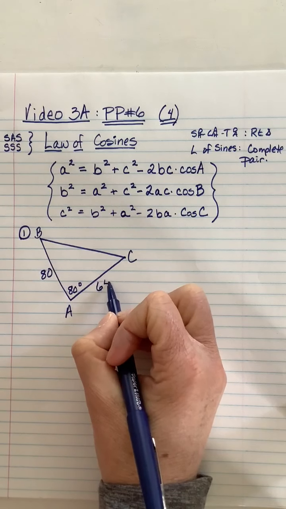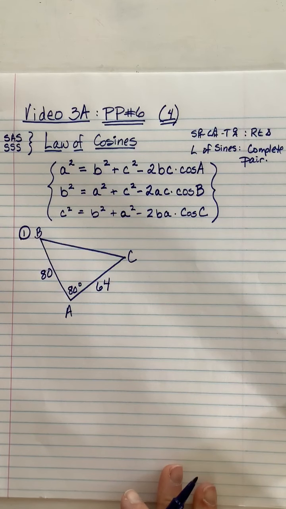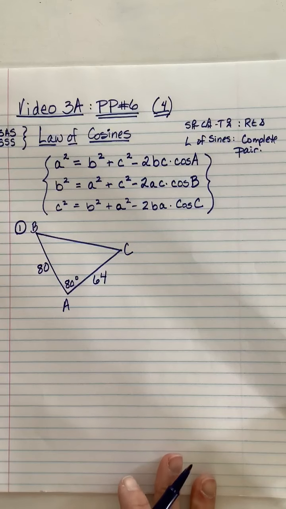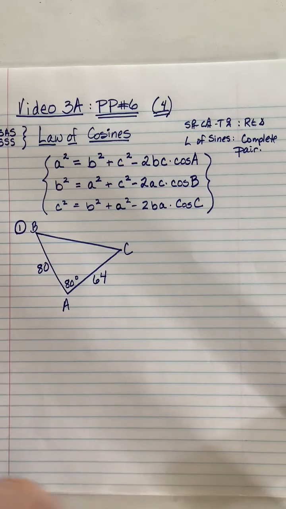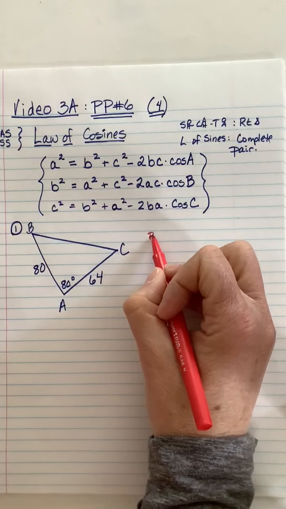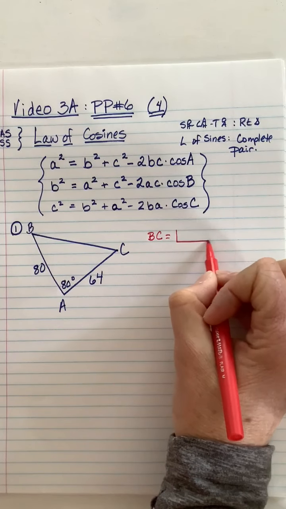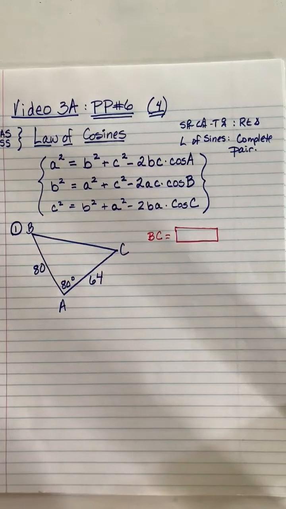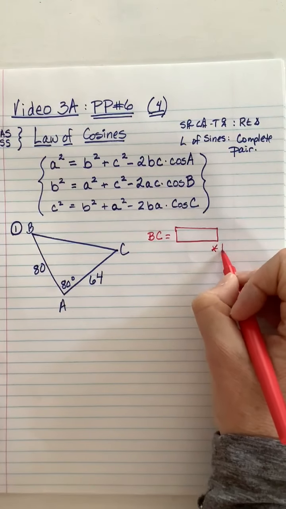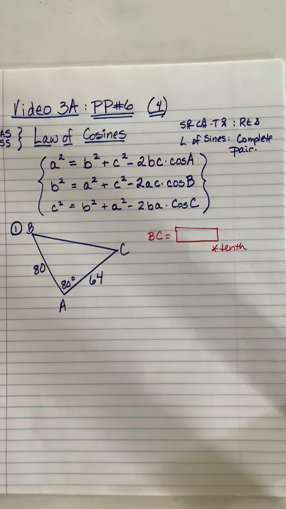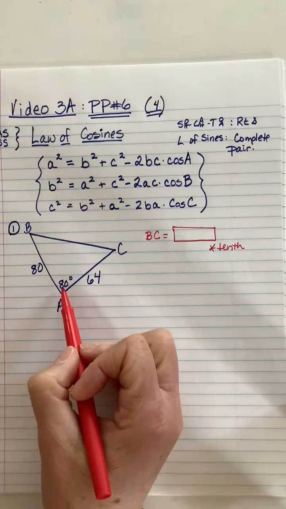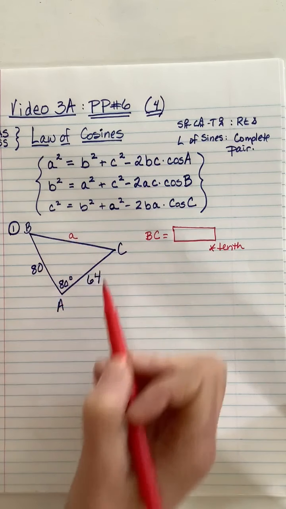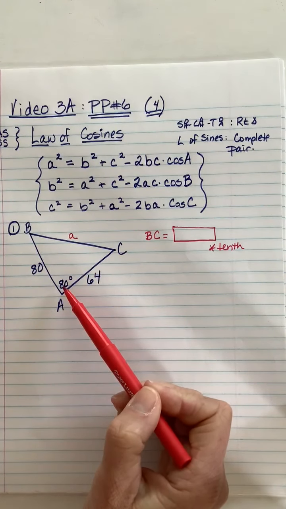And little b is 64. Okay, so if I'm just looking at this, and let's say that my goal is to find the measure of BC. So let's say that I'm trying to find BC, and let's say that we're going to go to the nearest tenth on this one. Okay, if I'm trying to find BC, I know that BC is right here. And another way to talk about BC is to talk about little a, because that's the corresponding side.